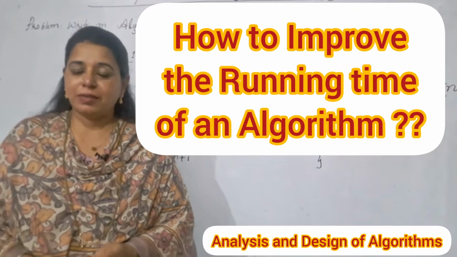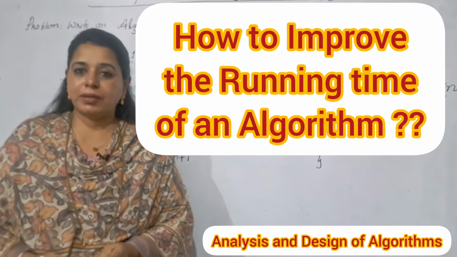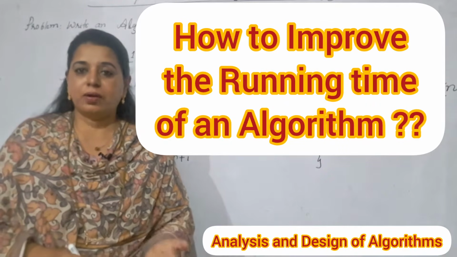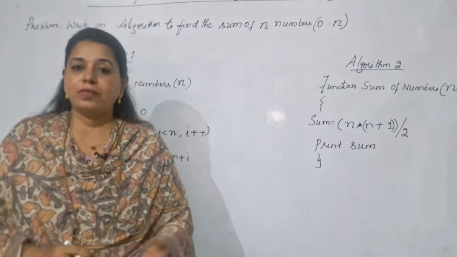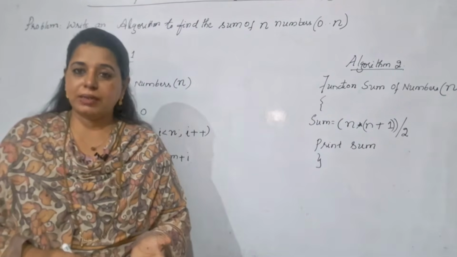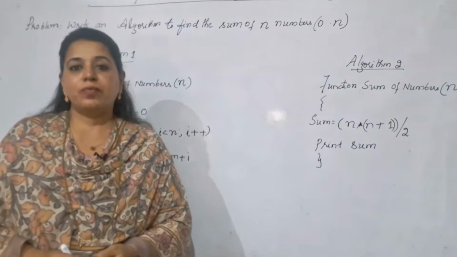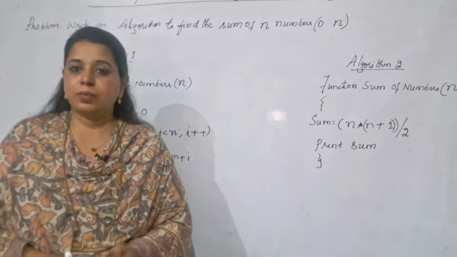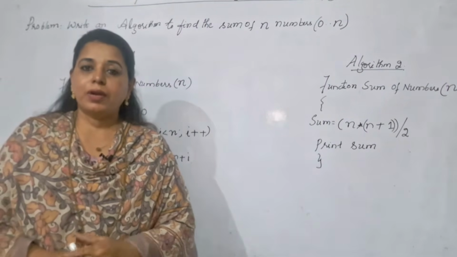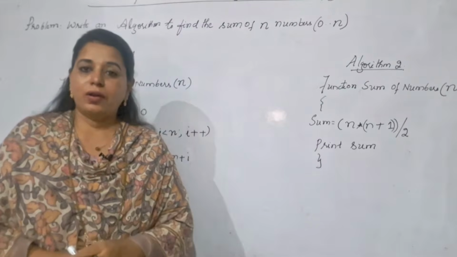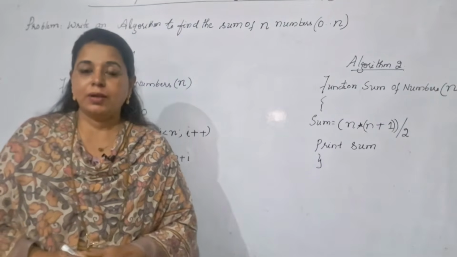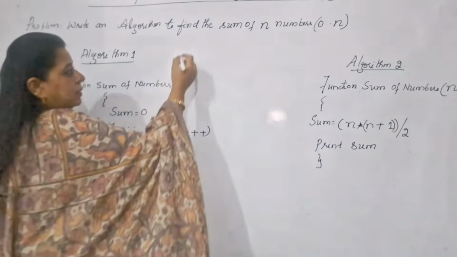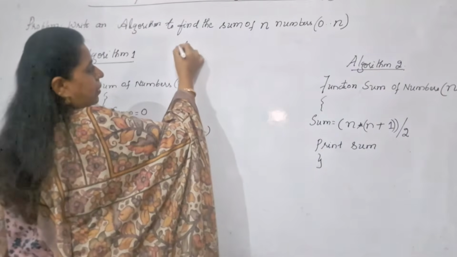In the previous session, we have seen how, by using the frequency count method, we write the running time or the time complexity of an algorithm. For one algorithm, we got the time complexity as constant. For one algorithm, we got order of n. N is a linear function. And for one more algorithm, we got order of n square. N square is quadratic.